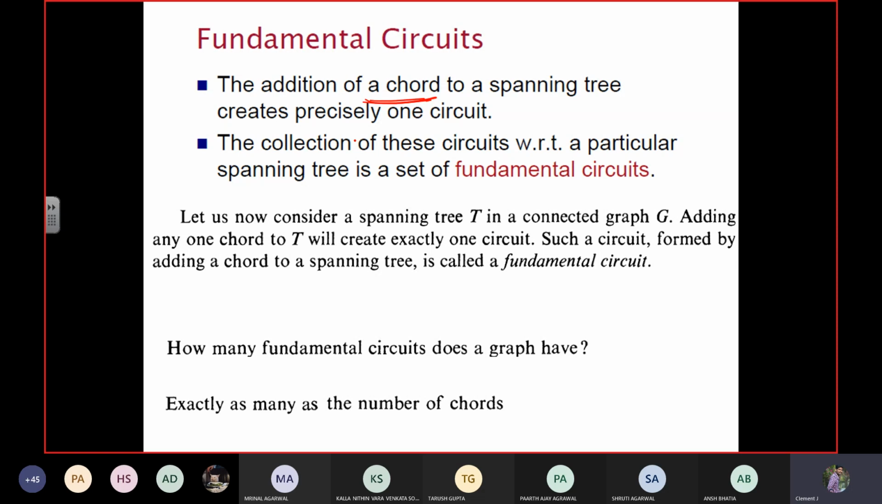The concept is that in a fundamental cut set you are adding exactly one branch. In a fundamental circuit, you are adding exactly one chord, which will form a circuit. Such a circuit is called a fundamental circuit. Anyway, I'll explain it to you with an example.